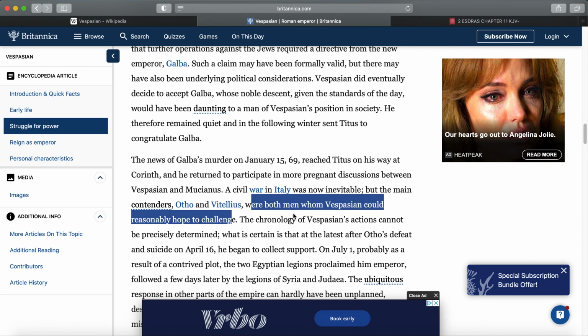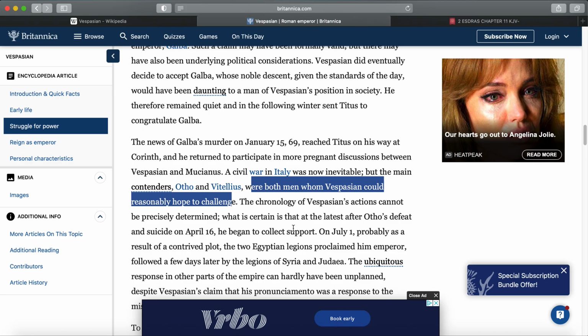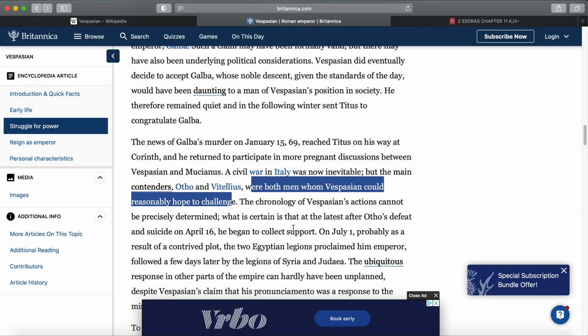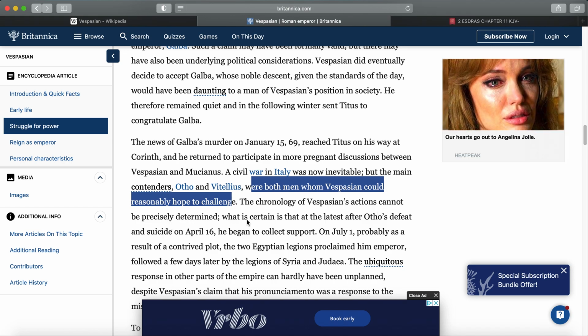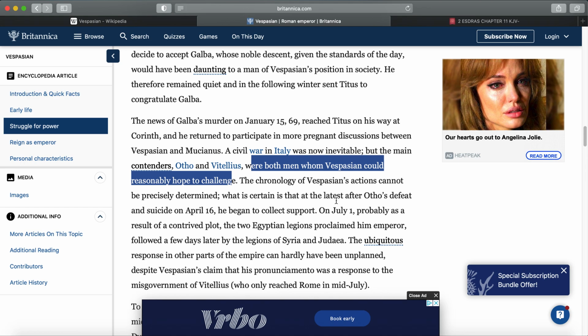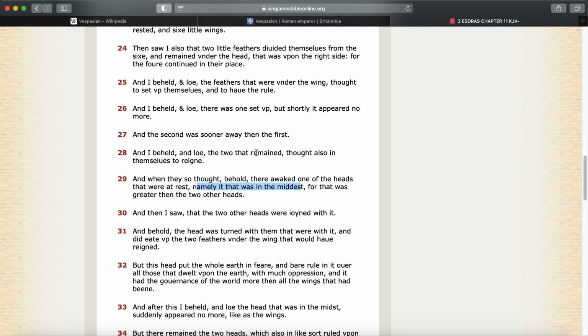All right? It says the chronology of Vespasian's actions cannot be precisely determined. What is certain is that at the latest after Otho's defeat and suicide on April 16, he began to collect support because who? Otho. Let's go back to it. What verse was Otho? Verse 27. Okay, and verse 28 is Otho and Vitellius. Otho is eliminated in verse 28.